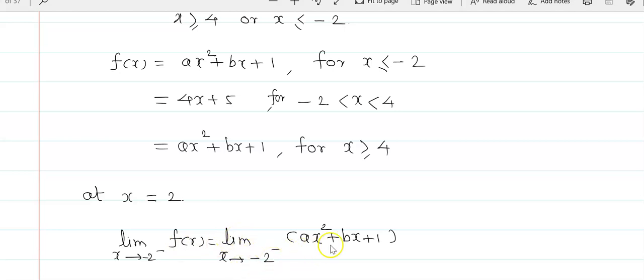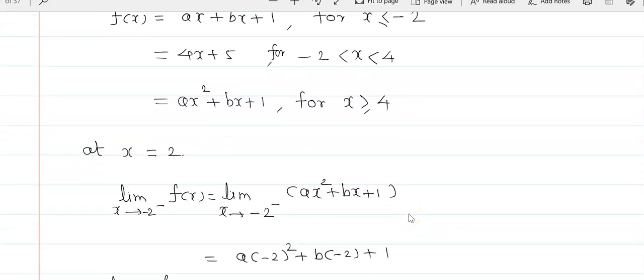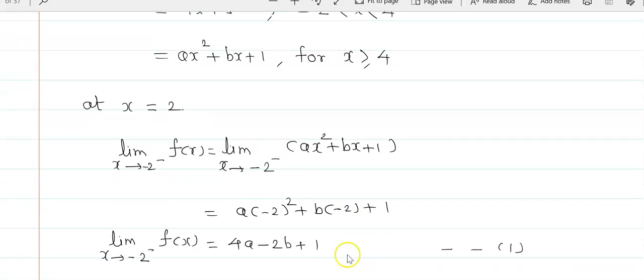The function is ax² + bx + 1. Replace x by −2, then you will get a(−2)² + b(−2) + 1. And if you evaluate this, then you will get the left hand side limit, that is 4a − 2b + 1. This is equation number 1.